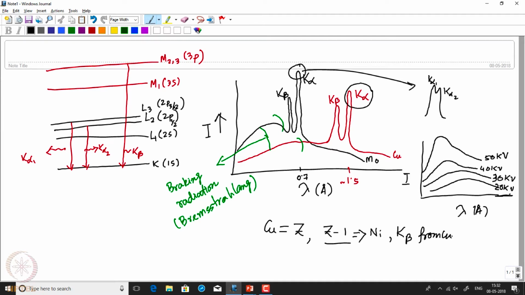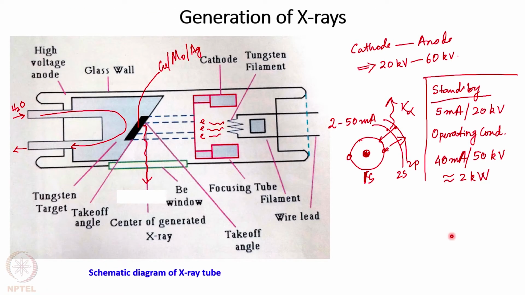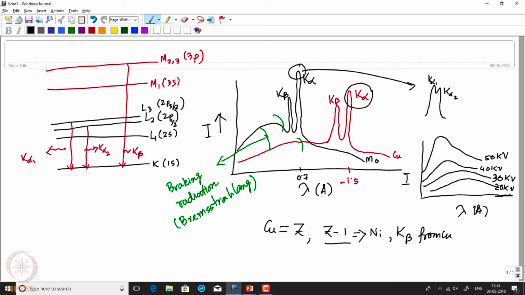So as a result, if we use a nickel filter in front of this X-ray beam, what comes out will be filtered, and as a result we will get only copper K alpha radiation. Similarly for molybdenum also we can use the filter that has atomic number Z minus 1, that is niobium, as a filter.